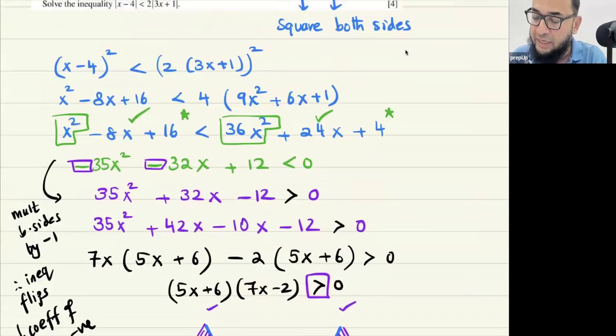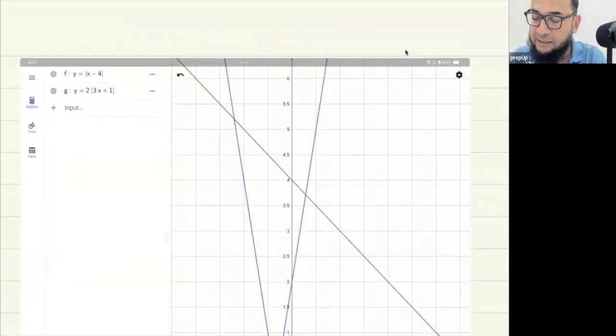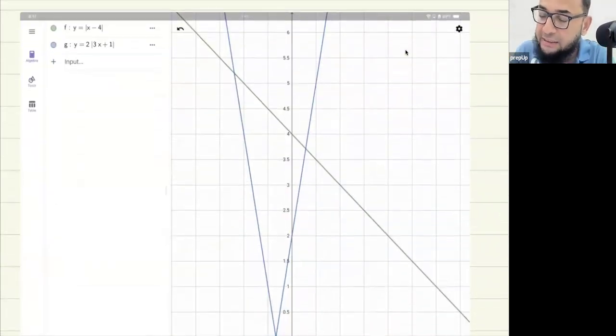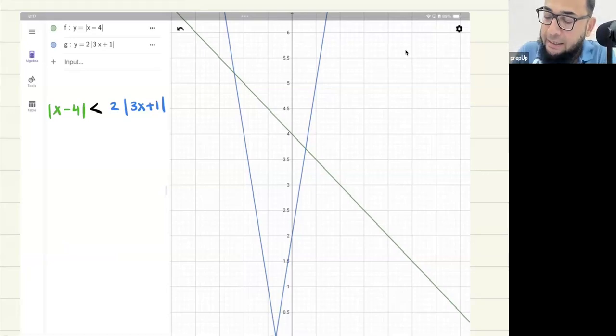x minus 4 modulus is lesser than 2 bracket 3x plus 1. So the x minus 4, that's the green one, is lesser than the blue one, 2 bracket 3x plus 1. How would you translate it? The green one is below the blue one.